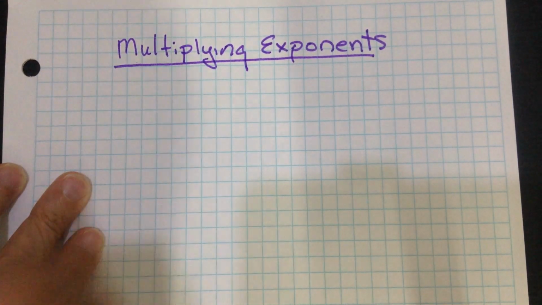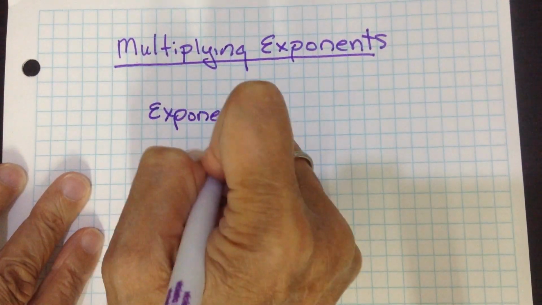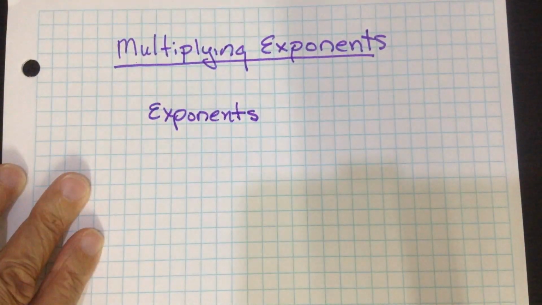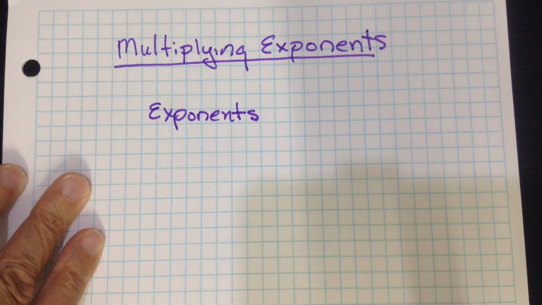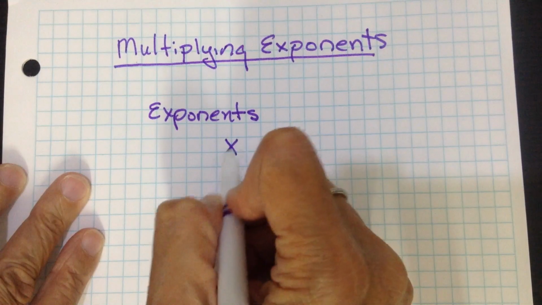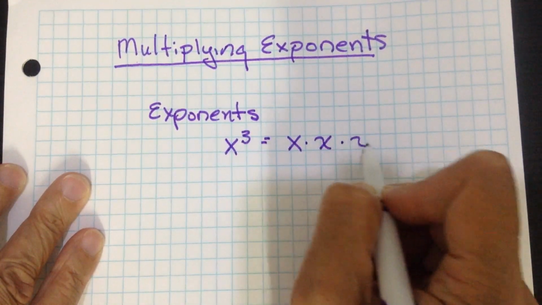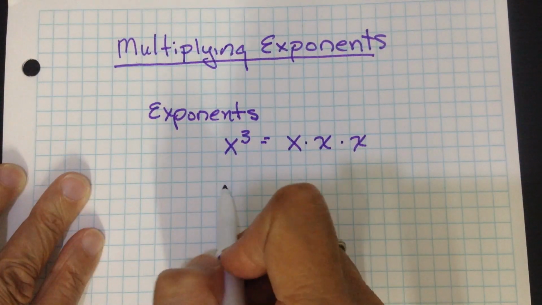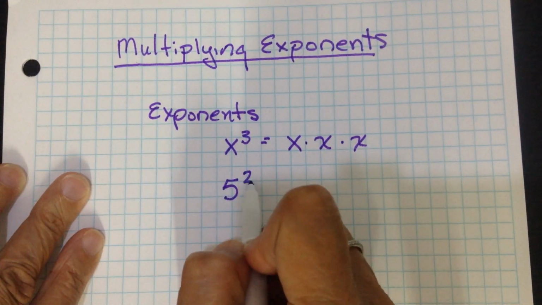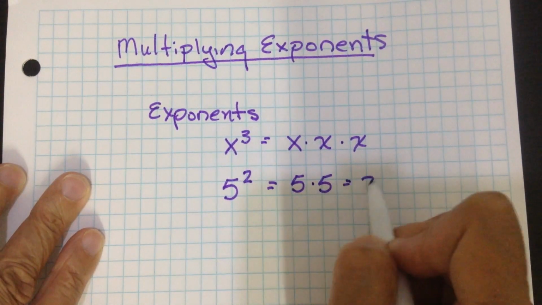So just a quick review. When we're talking about exponents, what we're talking about is how many times a term is used as a factor. So x cubed actually means x times x times x, and 5 squared means 5 times 5, which is 25.